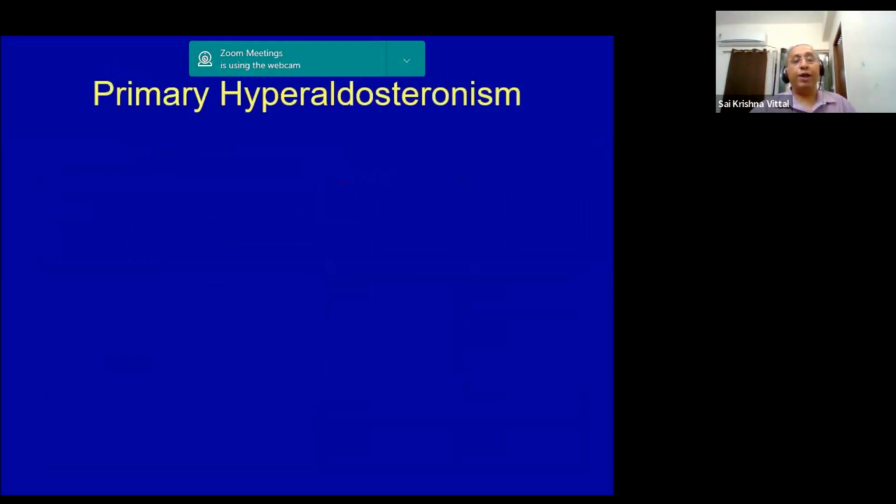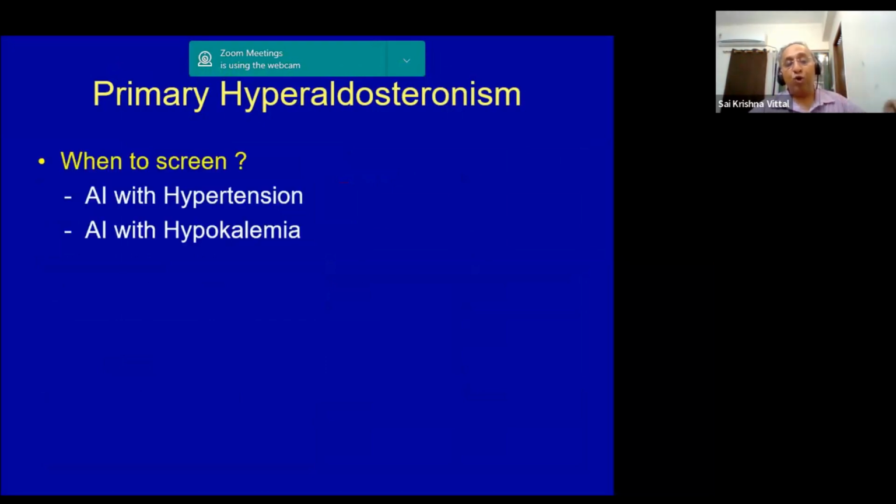Coming to Conn's, the aldosterone-secreting adenoma, which needs to be ruled out. Do you have to screen for Conn's in all cases of adrenal incidentaloma? The answer is no. When adrenal incidentaloma is associated with hypertension or is associated with hypokalemia, then we are duty bound to rule out hyperaldosteronism.